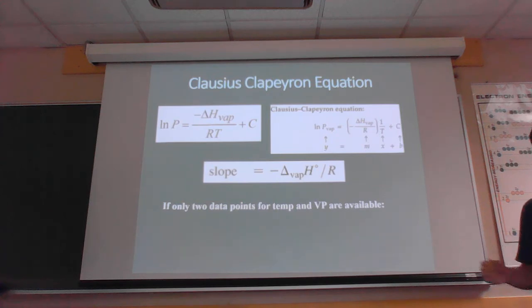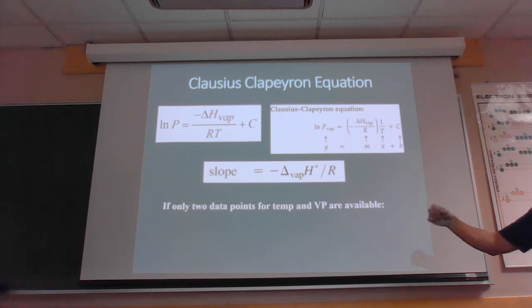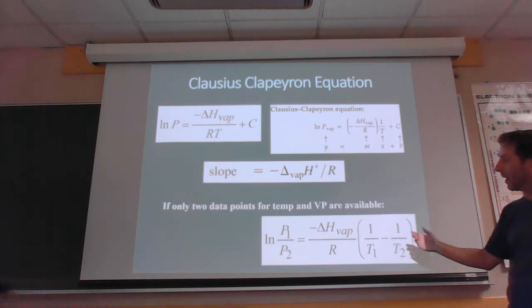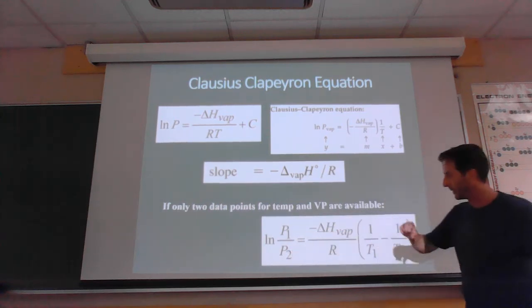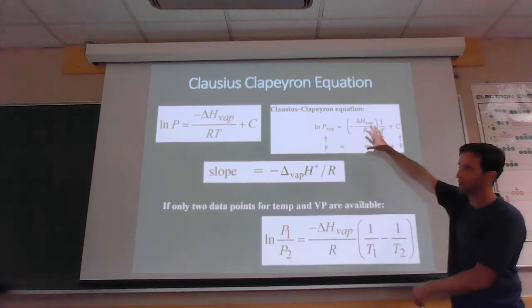But there are times where we only have 2 data points, where we only measure the vapor pressure at 2 different temperatures. Instead of making a graph and solving for the slope, another way to do it, a little bit simplified, is they derived an equation. This is what we refer to as the Clausius-Clapeyron equation, where 2 vapor pressures, vapor pressure 1 and vapor pressure 2, are measured at 2 temperatures, T1 and T2. This equation is derived from the graphing one.